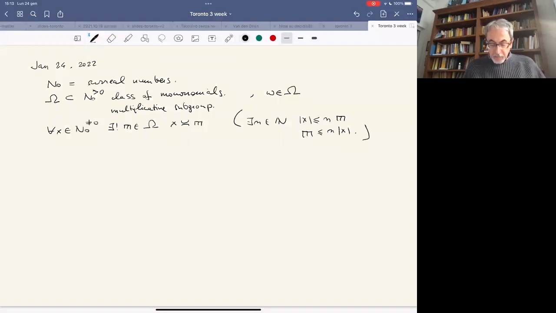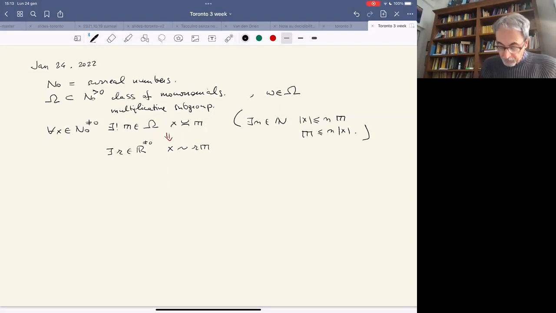Then we have seen with Vincenzo that this implies there exists a non-zero real such that X is asymptotic to the real times the monomial. So this is the first order development of X. X is comparable to a monomial and it's asymptotic to a monomial times a real number.